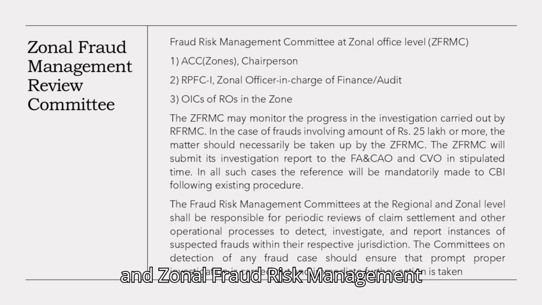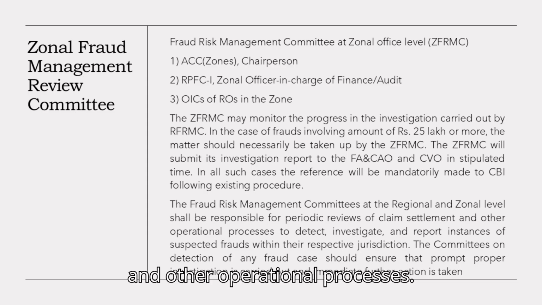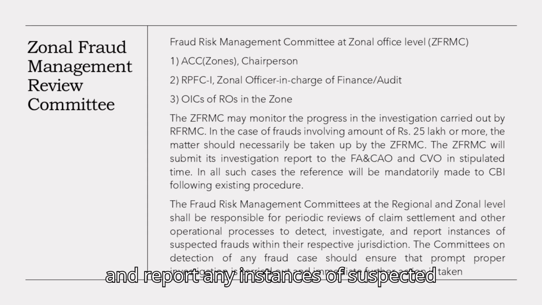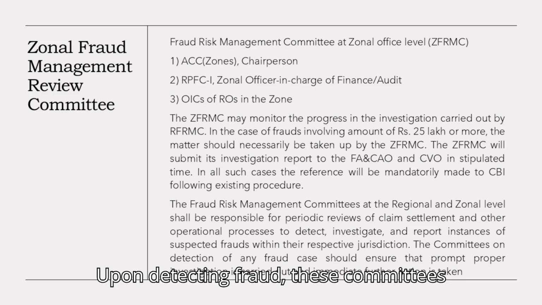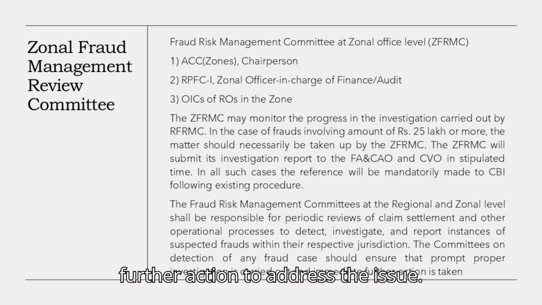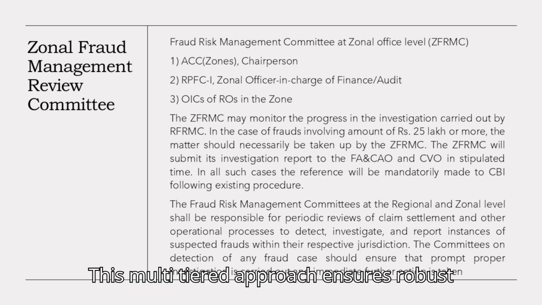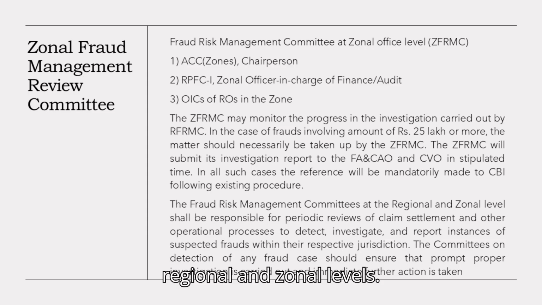Both the regional and zonal fraud risk management committees are responsible for periodically reviewing claim settlements and other operational processes. Their goal is to detect, investigate, and report any instances of suspected fraud within their jurisdiction. Upon detecting fraud, these committees must ensure a prompt and thorough investigation, followed by immediate further action to address the issue. This multi-tiered approach ensures robust oversight and timely action at both the regional and zonal levels.